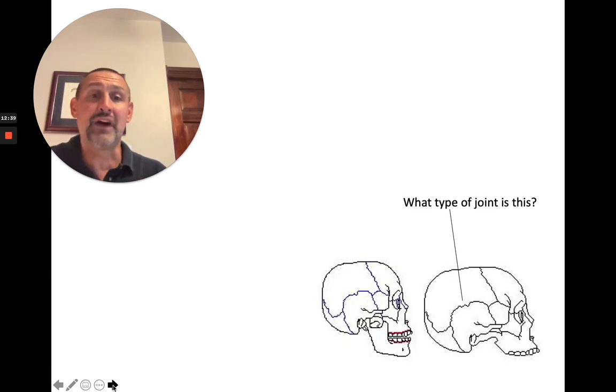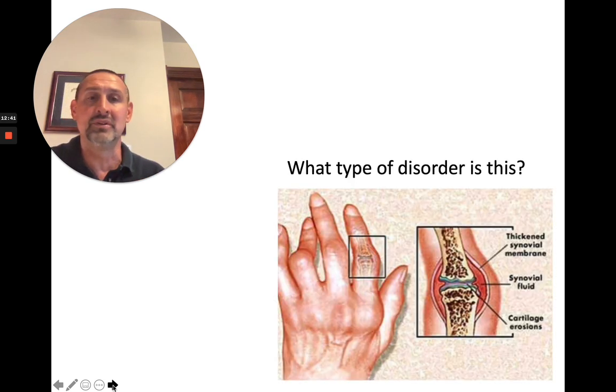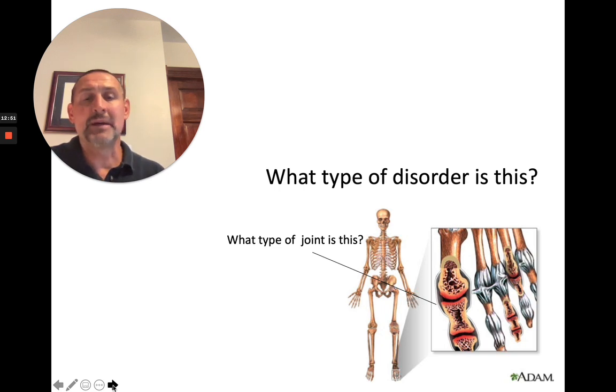Here's an example of a fibrous joint holding the skull bones together. Here's an example of rheumatoid arthritis, because we'll notice that all the joints are swollen. Here's an example of osteoarthritis. It's only in the big toe. Like only the big toe joint has the inflammation.